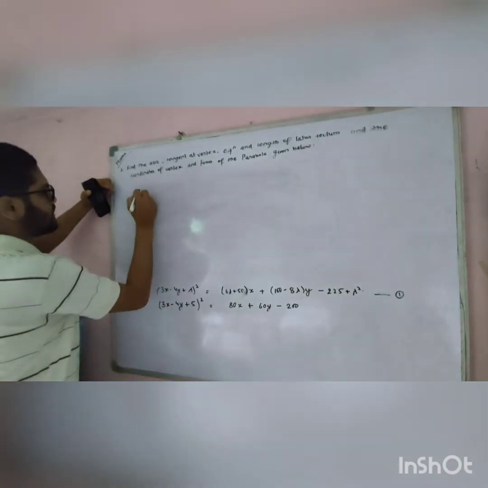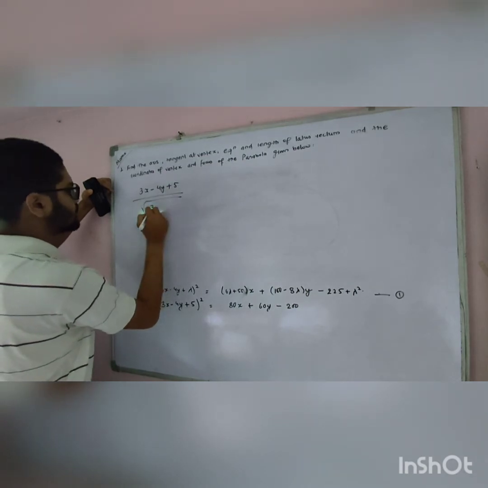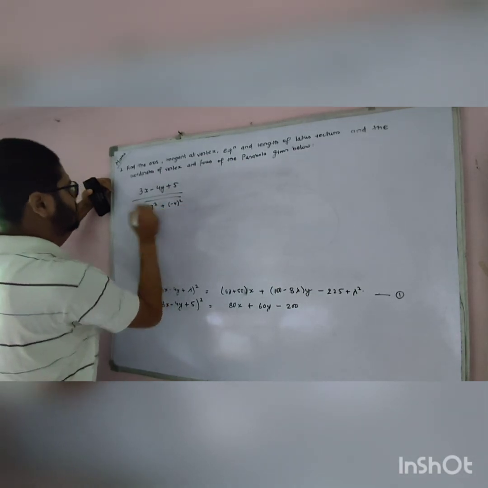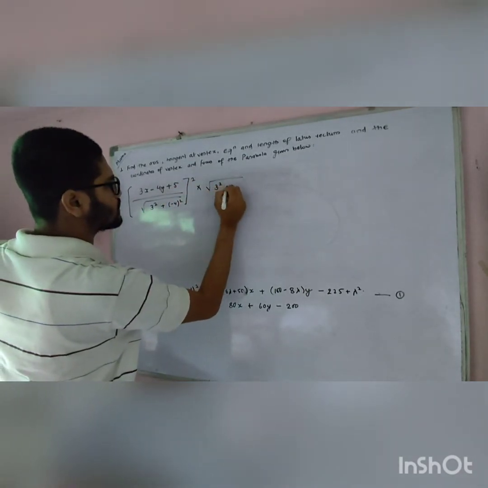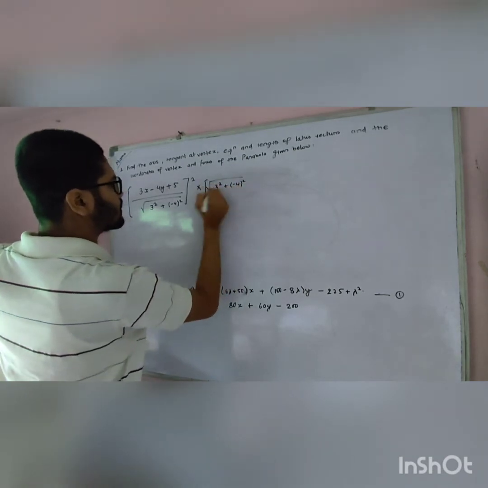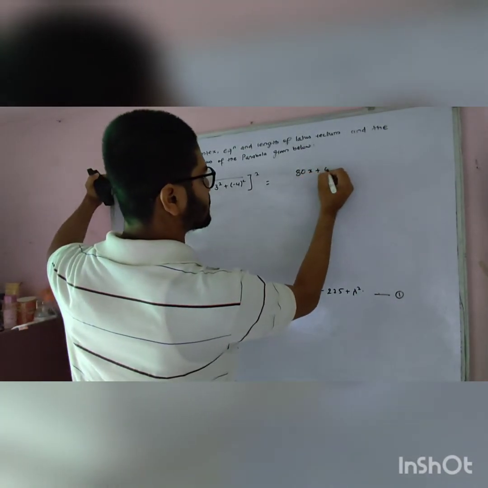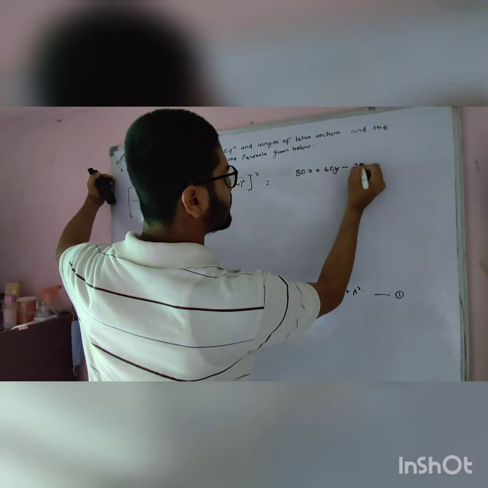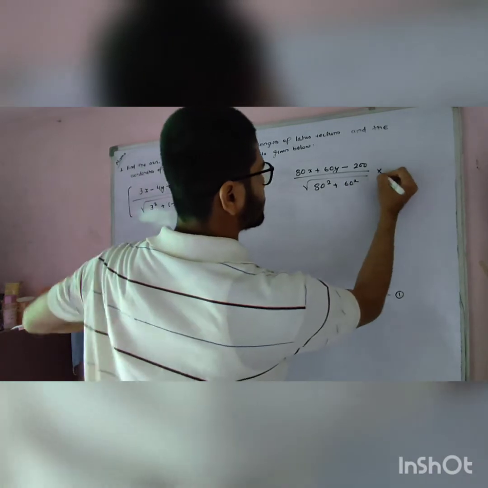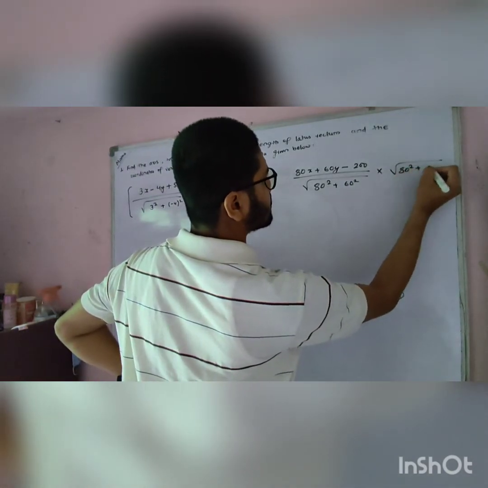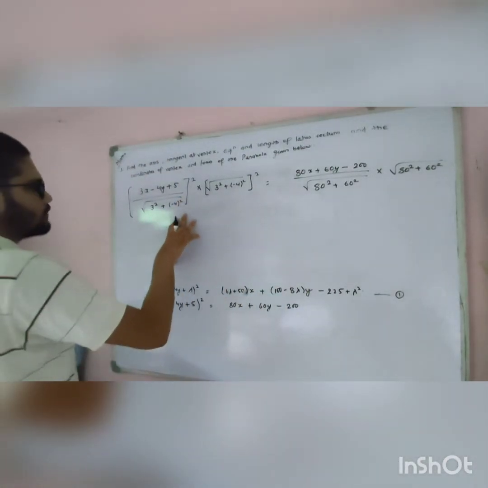So this equation can be written as (3x minus 4y plus 5) whole square into root under 3 square plus 4 square equals the right hand side, (80x plus 60y minus 200) by root under 80 square plus 60 square into root under 80 square plus 60 square. So what we have done is to change it into the comparable form to the standard equation.